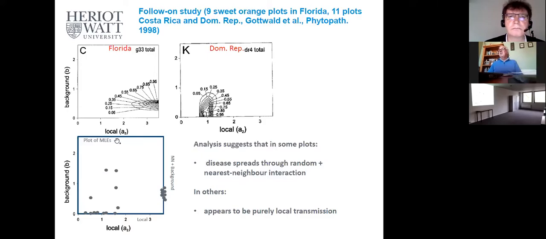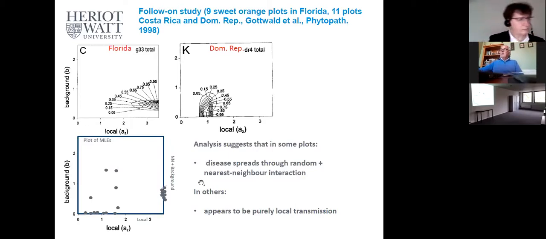This is taken from a 98 paper with Tim. Unfortunately, I've swapped the axes round here. So this is my local infection parameter, and this is my background infection parameter. And what I found when I analyzed all these data sets was that there was not really a consistent picture. There was a bunch of orchards where it seemed to be nearest neighbor plus background. And then there was a whole lot here where it seemed to be a purely local interaction. And then there were some where there was quite a lot of ambiguity. So these are the maximum likelihood parameter estimates for all of those orchards.